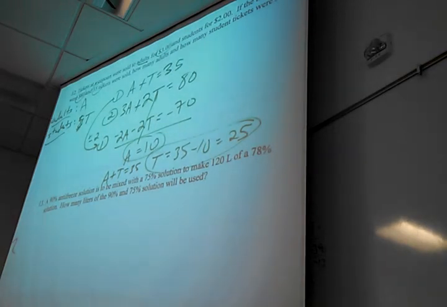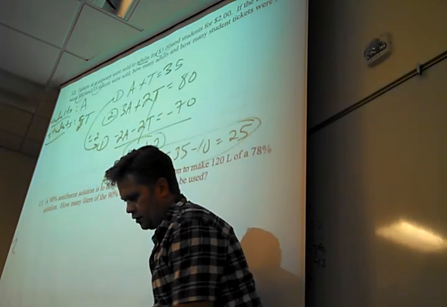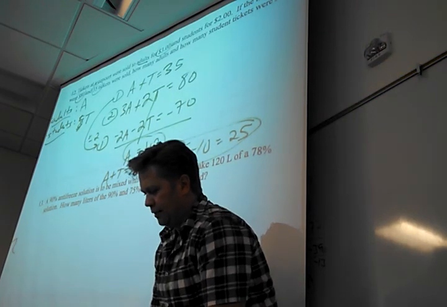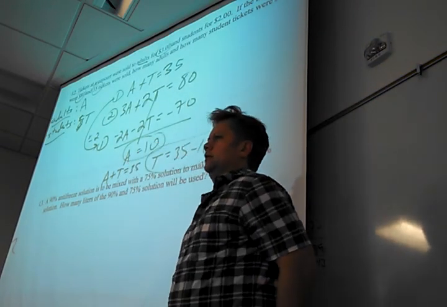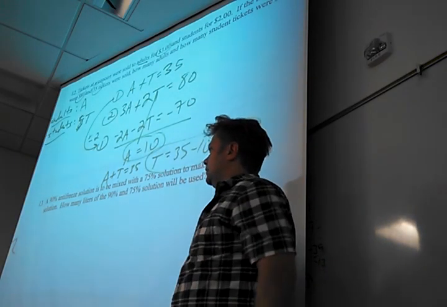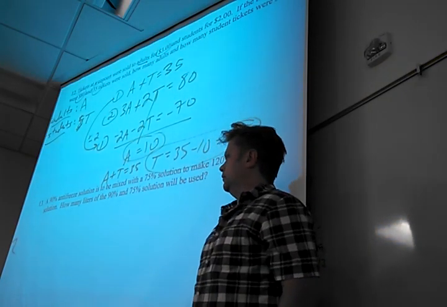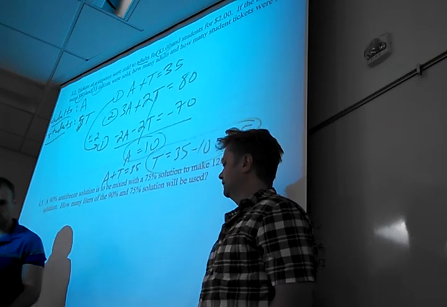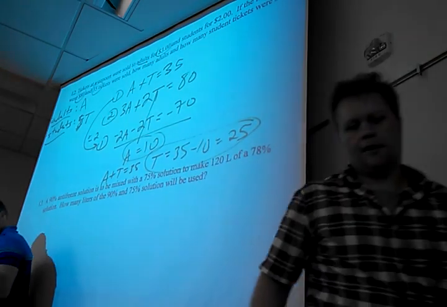So that's section 4.4, and that's the last section we do in chapter 4. So next time we're going to get into polynomials, and then eventually the FOIL method and all that stuff, if you've ever heard of that. Cool. All right. See you guys tomorrow.